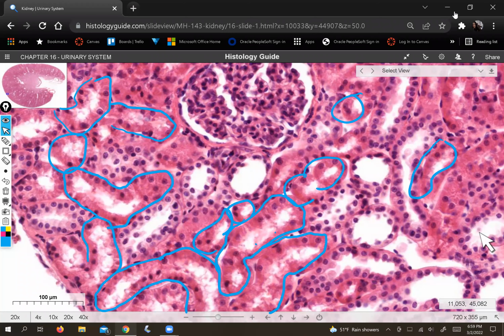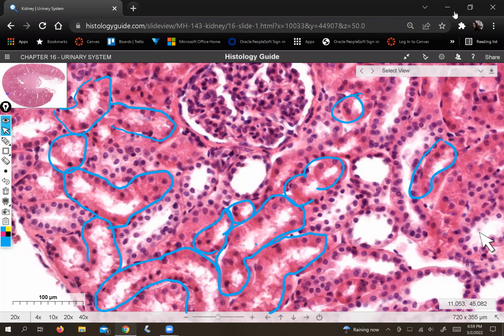Because so much transport has occurred, by the time the filtrate gets to the distal convoluted tubule, remember it's gone through the PCT and experienced a bunch of reabsorption and secretion, and it's also passed through the nephron loop and had lots and lots of salt and water taken out of it. So because of that, the DCTs do not need to have the same brush border as the PCTs do.